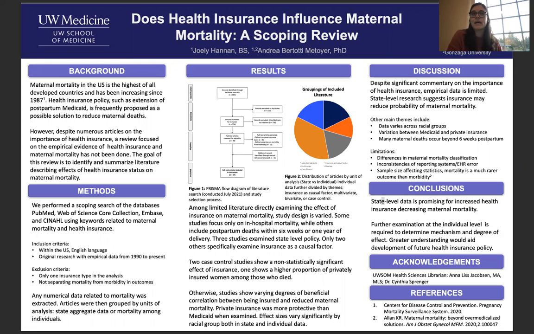So we went about performing a scoping literature review of multiple databases using keywords that were specifically related to both maternal mortality and insurance, and ultimately had 17 full text articles that were included in the review. These articles were still pretty heterogeneous in what data they were using and how they were looking at mortality. The biggest divide was between studies that use state aggregate data to look at the effects of specific policies versus studies that used individual mortality and were looking at lots of factors within that or in different ways.